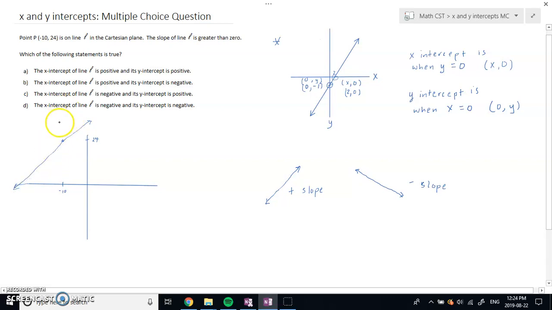So I'm just going to kind of extend the axes that I drew on here in order to account for that. So the question is, where do these intercepts occur? Well, if I look at where this is going to cross the y-axis, I can see that it's a positive value way bigger than 24. So it's positive, and that's my y-intercept.